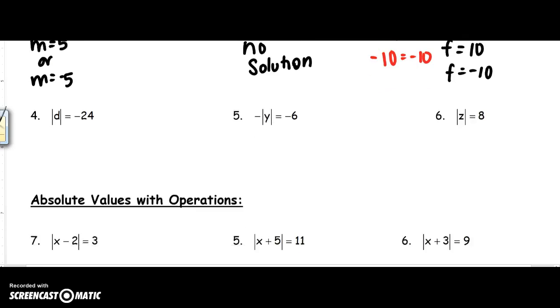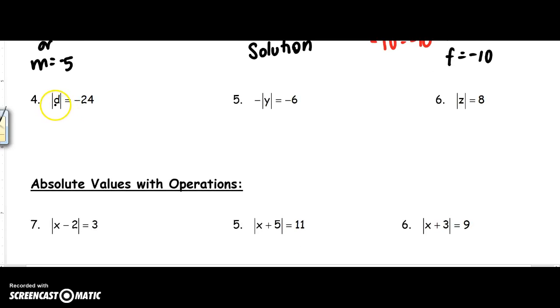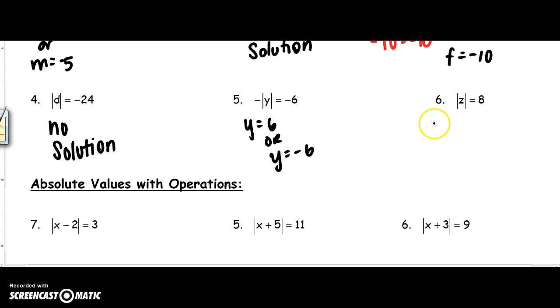Here's another example. Absolute value of d is equal to negative 24. Since you don't have the negative out front, this again is a no solution. The negative is out front, and you have a negative in your answer. If those match, then y can be 6, or y can be negative 6. And in this last one, z can be 8, or z can be negative 8.